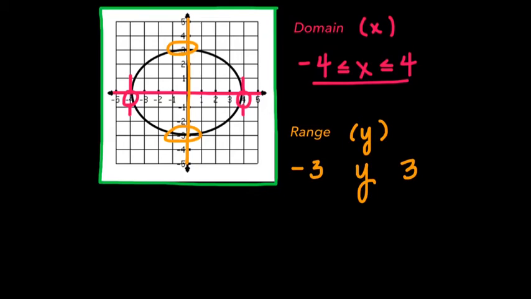And then make sure, again, it does actually include both of those points. It touches it. So we're going to have a less than sign and an equal to sign at each of them. So negative 3 is less than or equal to y, which is less than or equal to 3. And this would be my range for this graph.